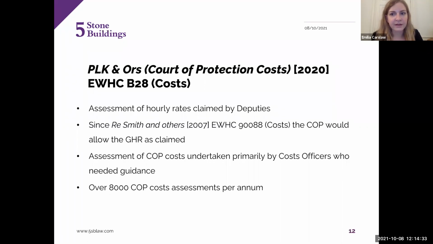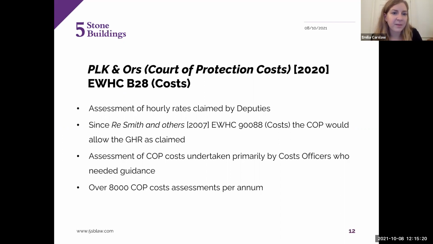There were also complaints in the Court of Protection in PLK and others, which was heard by Master Whalen, who is a SCCO judge. It was to do with the assessment of hourly rates claimed by deputies in the Court of Protection. Since 2007, the Court of Protection would generally just allow hourly rates as claimed. This was partly because there was a need for certainty and consistency, because the assessment of costs was done primarily by costs officers, and they had to carry out over 8,000 of these assessments every year.